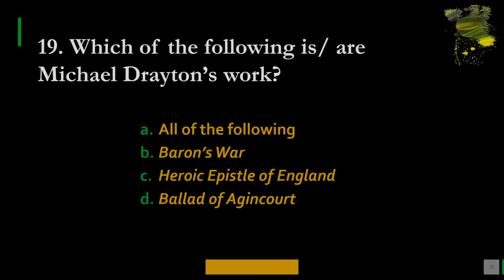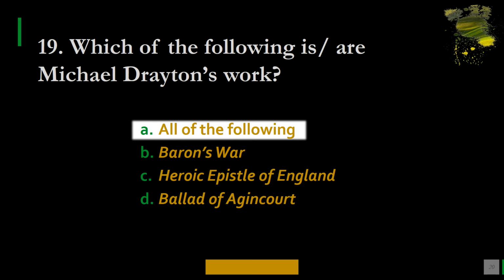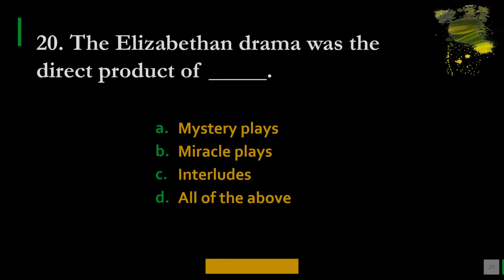19. Which of the following is or are Michael Drayton's work? A. All of the following, B. Baron's War, C. Heroic Epistle of England, D. Ballad of Agincourt. And the correct option is A. All of the following.